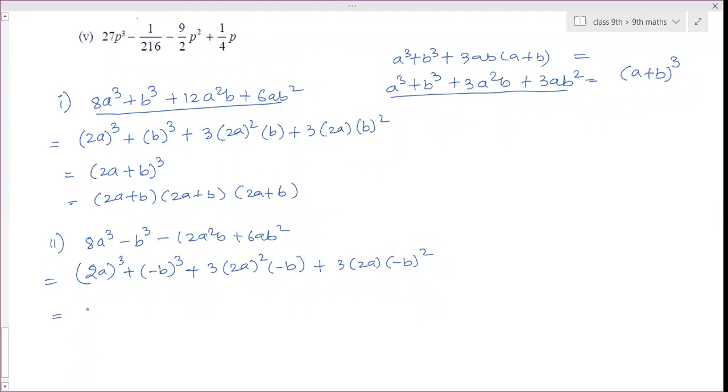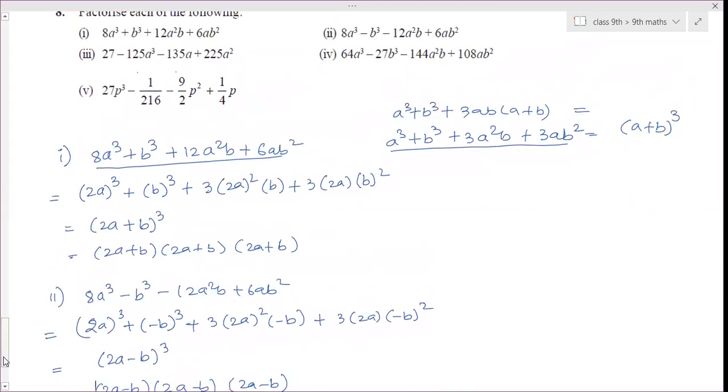Ma'am, I can show it in the form a minus b the whole cube also. Yeah, fine. You can show that way also. So this is 2a minus b whole cube. So this is equal to 2a minus b, 2a minus b, 2a minus b. Is it clear? Yes, ma'am. Then complete the remaining ones. So write down this and complete the remaining ones.